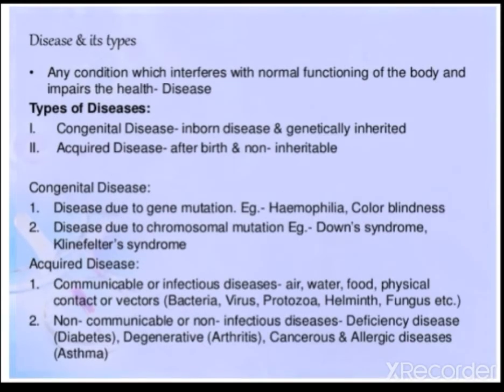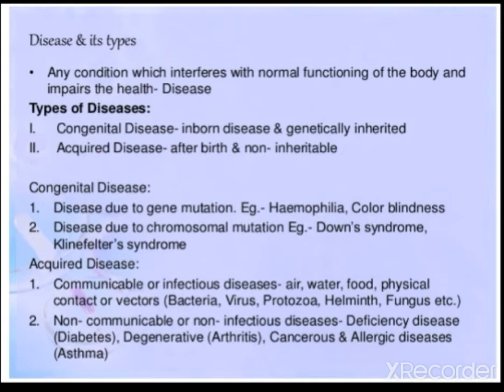Next one, let us see regarding diseases and its types. So what are the different diseases? Any condition which interferes with the normal functioning of the body and impairs the health, that you call as disease. The diseases are of two types. It can be congenital or acquired.